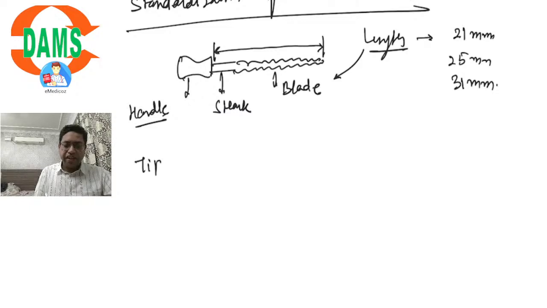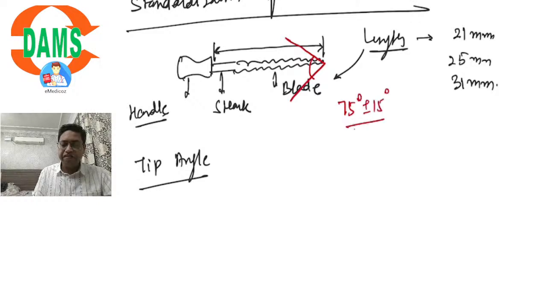Another thing in the standardization is the tip angle of the hand instrument. Tip angle is this angle, the angle of the tip of the instrument. This angle is 75 degrees plus minus 15 degrees. According to ISO standards, the angle of the tip of the hand instrument, whether it is a K-type instrument or an H-type instrument, would be 75 degrees plus minus 15 degrees.